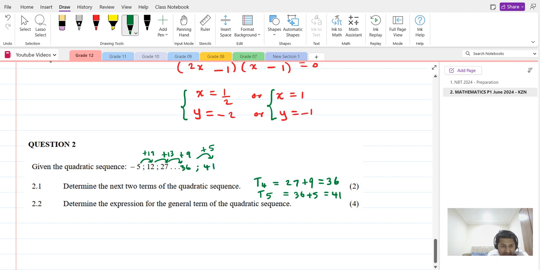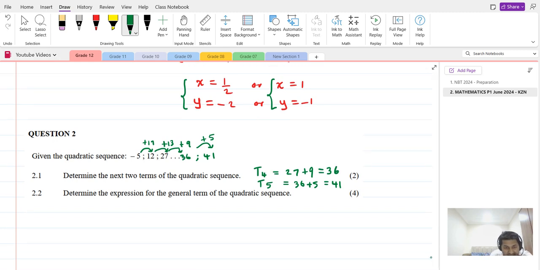I hope you understand, guys. Now let us solve this general term of the quadratic sequence. So we're going to rewrite this. We just need the first three terms, alright? So minus 5, 12, 27.